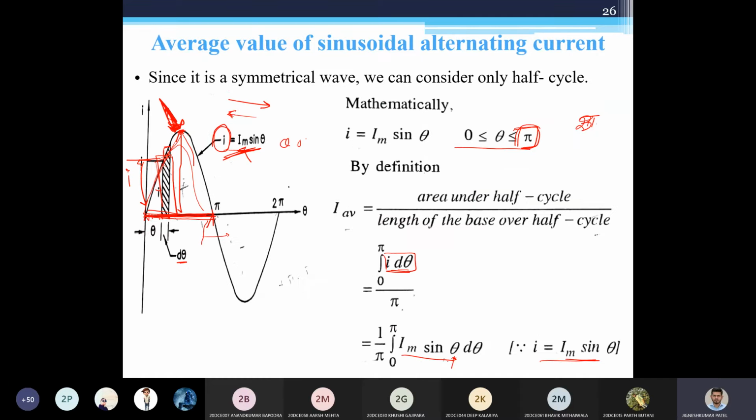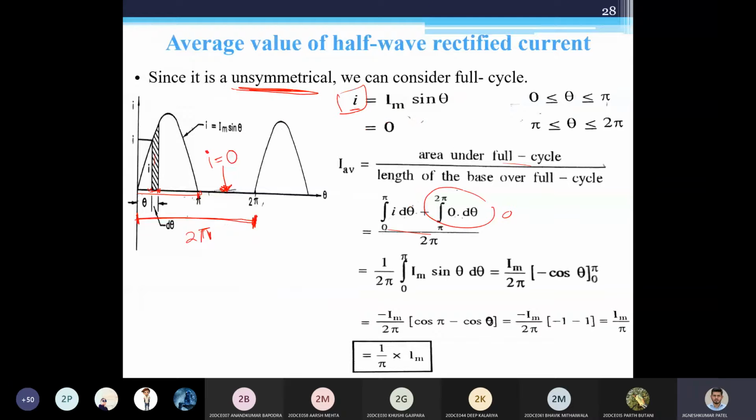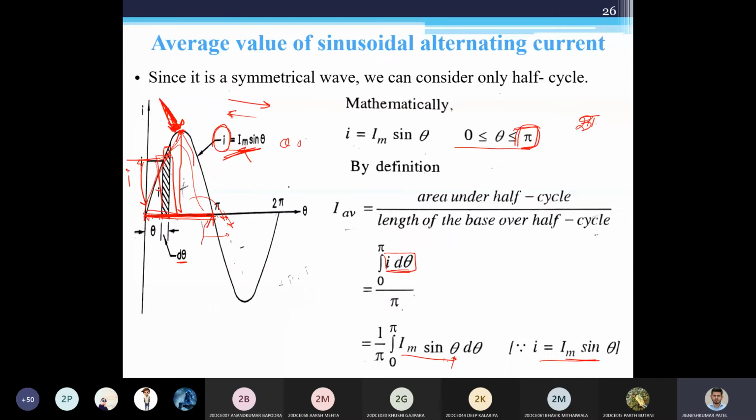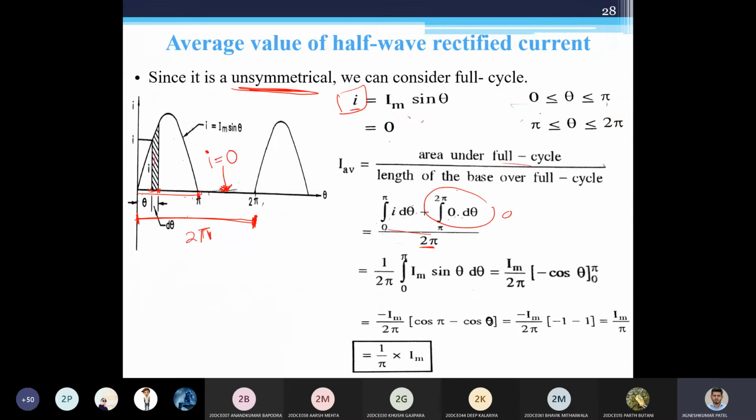Here it was symmetrical, so we can calculate it over half cycle because it's the same reciprocal of this thing. So I have calculated it for only half cycle, but here it's a little bit different. That's why we cannot do that, and we have to consider the full cycle. So full cycle is 2 pi, that's why we have 2 pi over here. Earlier we have only pi, you can see it. Earlier we have only pi, but right now I have 2 pi.